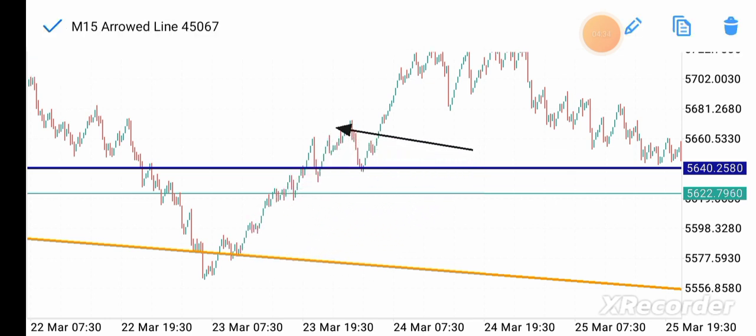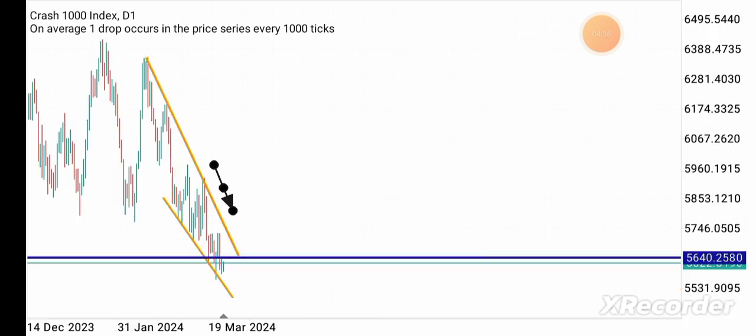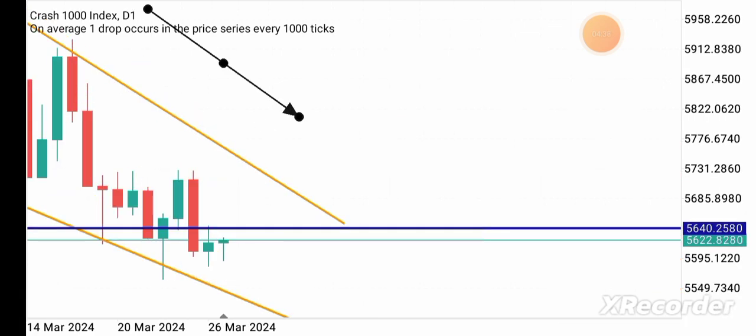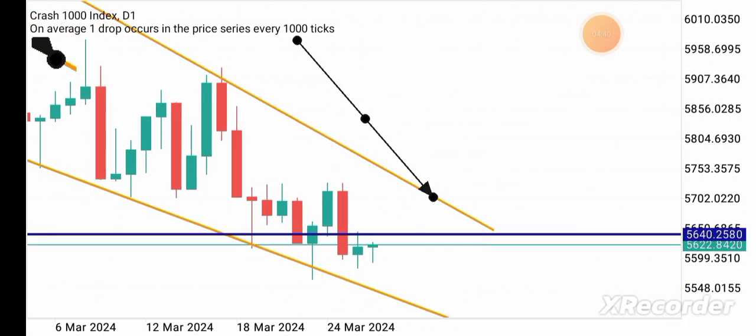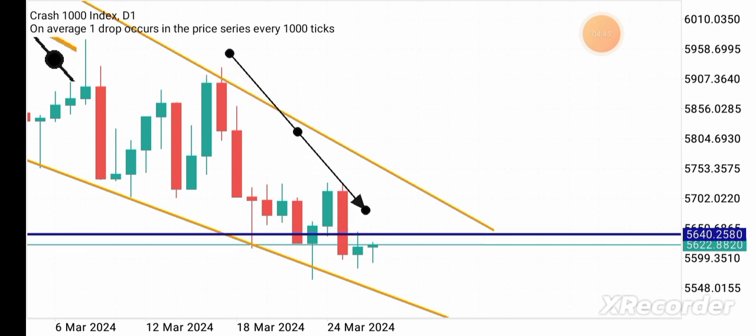All right, so now let's go back to the daily time frame so that I continue showing you where we can be putting these lines. If the market can break above this blue line here and come back to retest, it is expected for the market to continue buying to the upside.